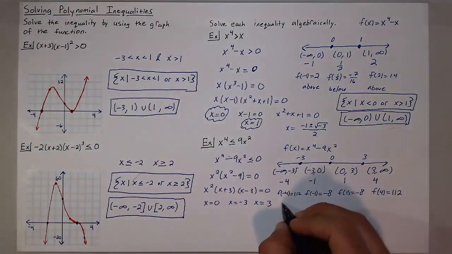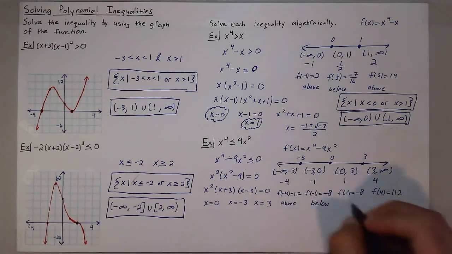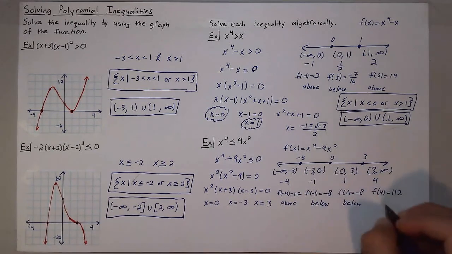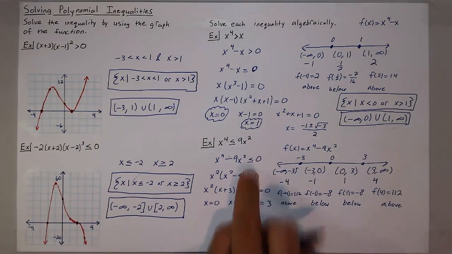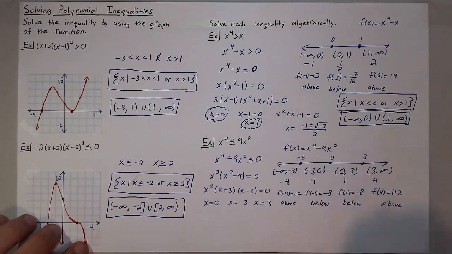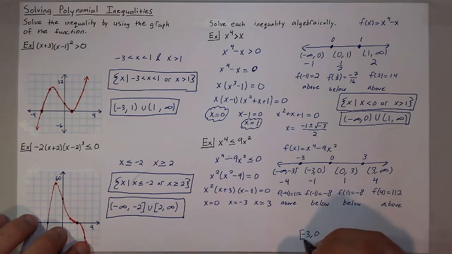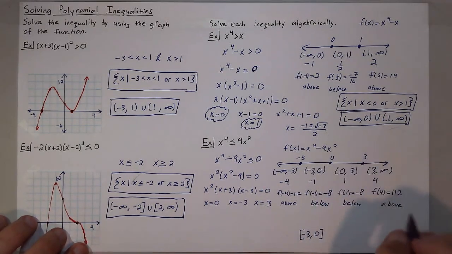So I see here that I am above on that interval, below on this interval, below on that interval, and above on that interval. And I'm looking for whenever I am below or equal to 0. So here I can see that it happens from -3 to 0. But I definitely want to include -3 since I know it's 0 at -3. And I definitely want to include 0 since I know it's 0 at x equals 0.